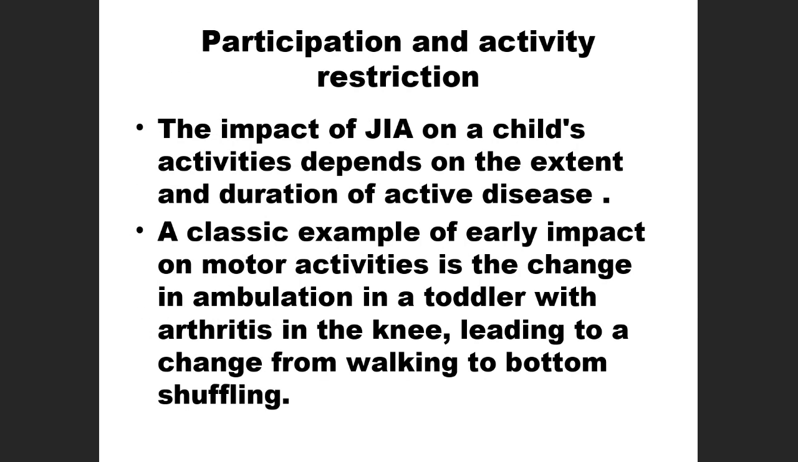The participation and activity restriction. The impact of JIA on a child's activities depends on the extent and duration of active disease. For example, if the disease is having an early impact on motor activities, a classic example is the change in ambulation in a toddler with arthritis in the knee, leading to a change from walking to bottom shuffling.